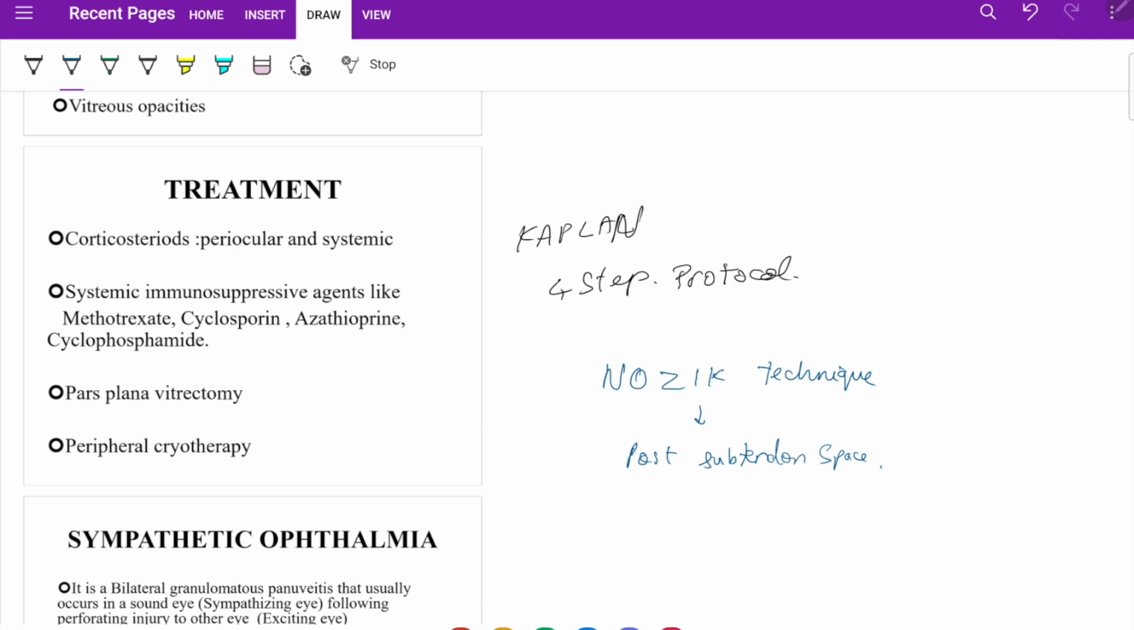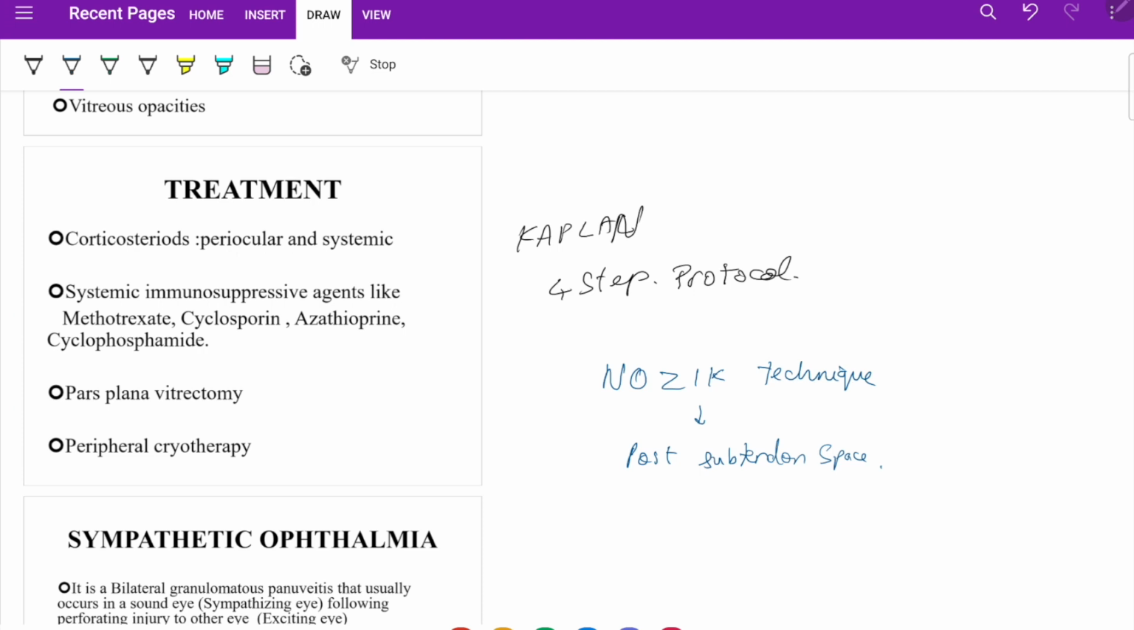The drug is triamcinolone acetonide. Triamcinolone 40 mg is the most commonly used dose. What are the complications of this? Ptosis, periorbital hemorrhage, and globe perforation.